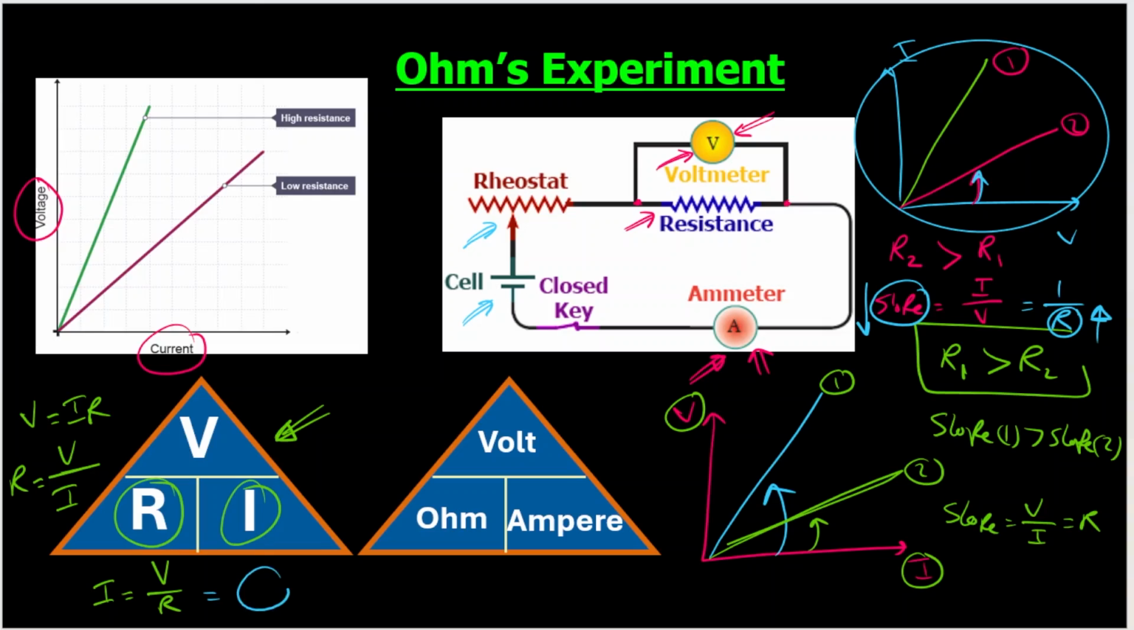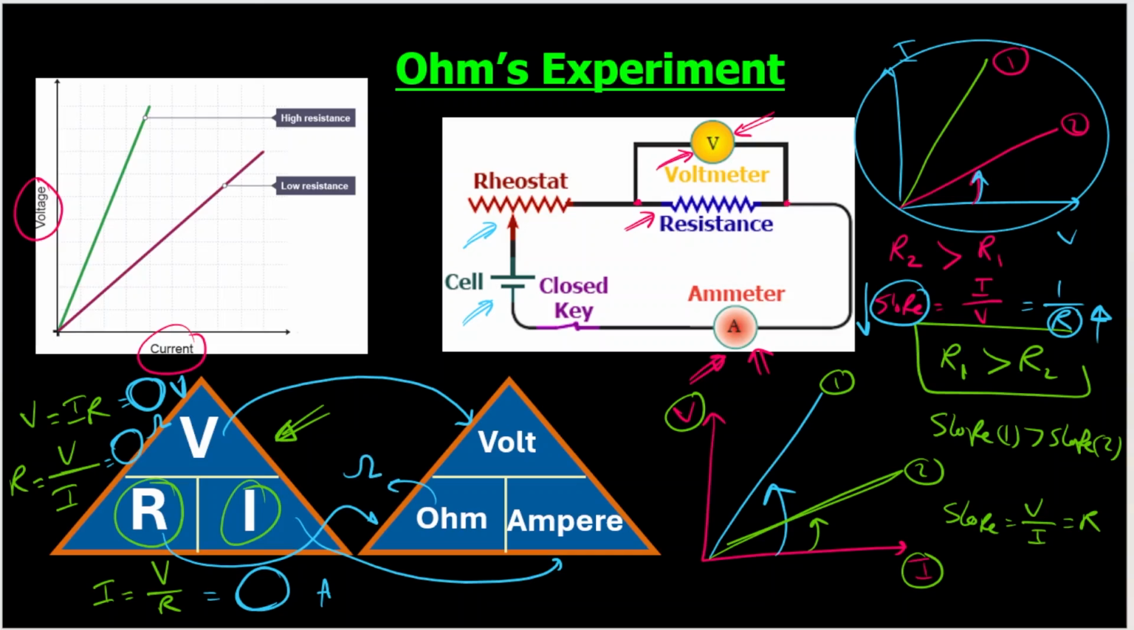Here you will get a number. Its measuring unit is ampere. Here you have a number. Its measuring unit is ohm. Here you will have a number. Its measuring unit is volt. So the measuring unit of potential difference is volt. Current intensity is ampere. Electric resistance is ohm. And the symbol of ohm is like this, omega.